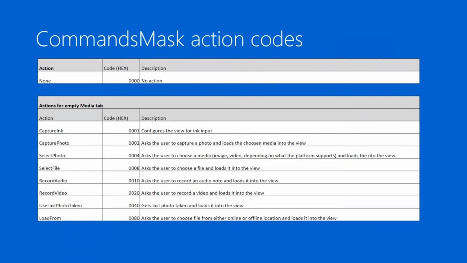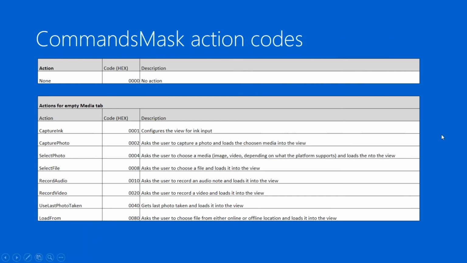Now, you might ask, how can we select the appropriate code, or how can we say which code should be used for the media tab commands mask code? So this is why we bring this table of actions together with the hexadecimal codes.